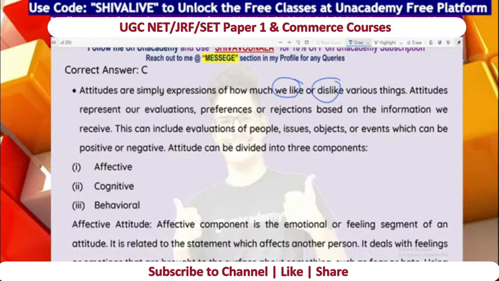So this represents our judgment, that is evaluations, our preference and taste, and the rejections based on the information that we receive. This can include evaluations of people, issues, objects, and events, which can be positive, that is liking, or negative, which may be disliking also. So there are three types of attitude: affective attitude, cognitive attitude and behavioral attitude.